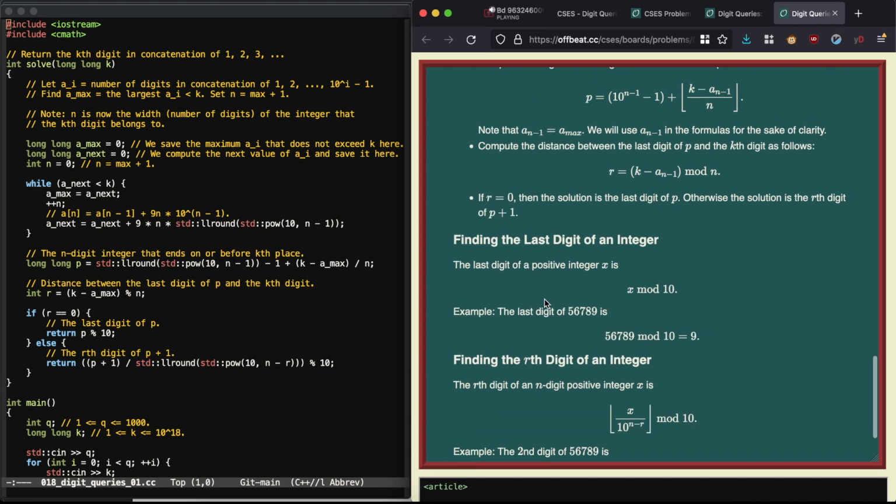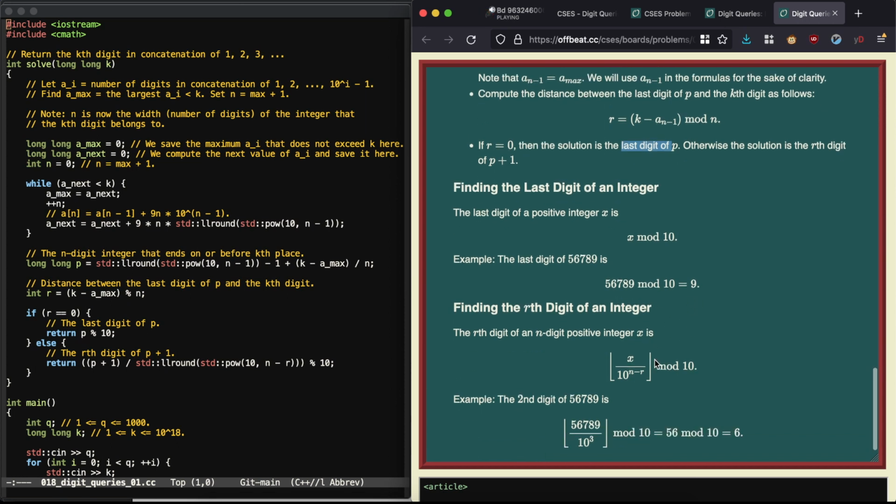So find the last digit of an integer. And how do we find the last digit of an integer? Because we have to solve this problem for this part. So how do we find the last digit of any integer? That is simply modulo 10. And this is pretty straightforward. For example, if you have a number like 56789, we want to find this last digit, which is 9. We take it modulo 10, and we get the remainder.